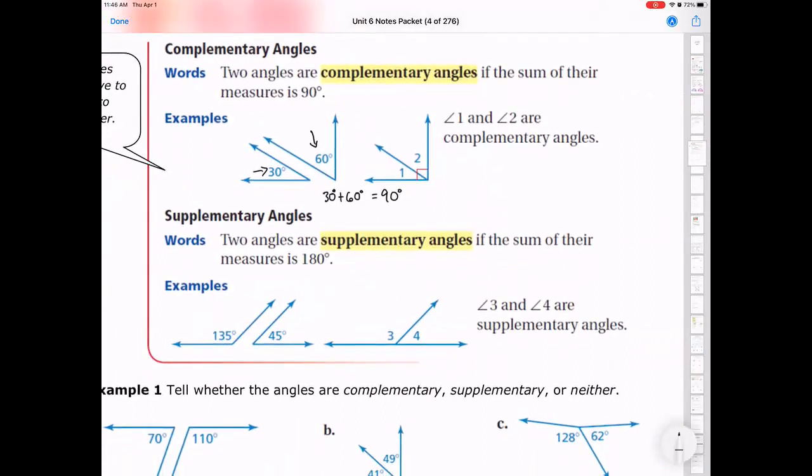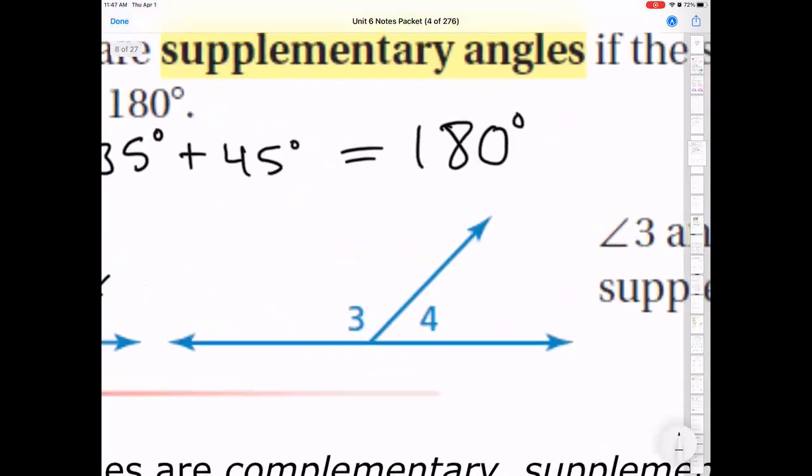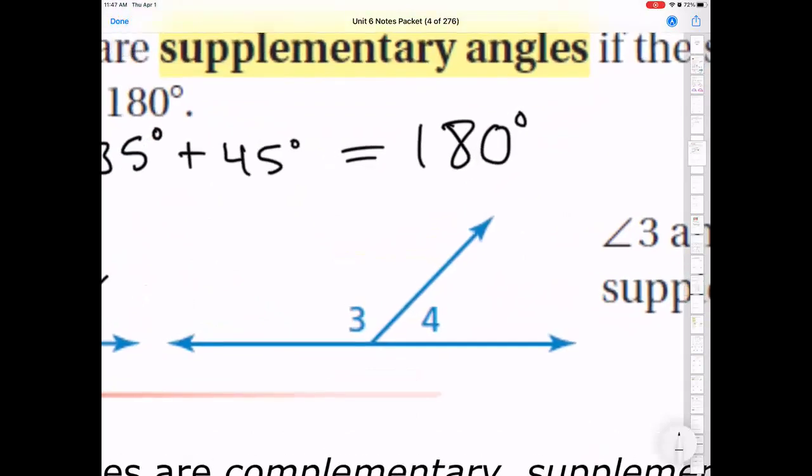Okay. So imagine if you had 135 degrees and then you add on this extra other angle, 45 degrees. You should end up with 180 degrees. If you took those two numbers and added them together, you get 180. And because of that, you can then say that those two angles, or angles 3 and 4 in this case, are supplementary with one another.